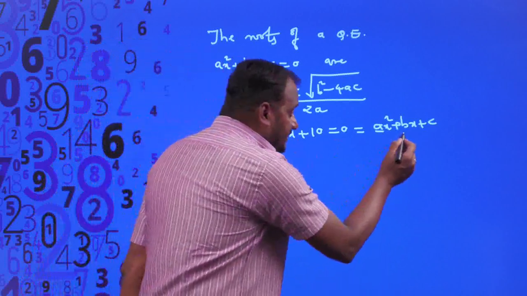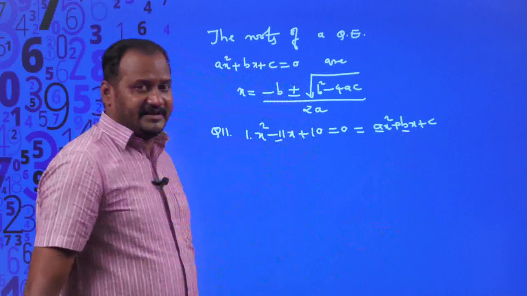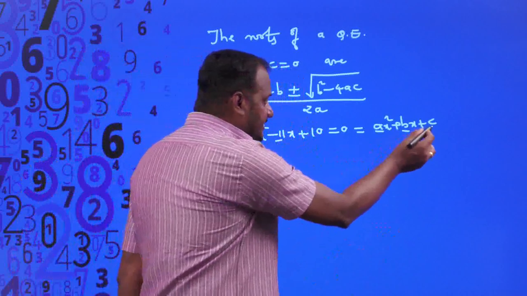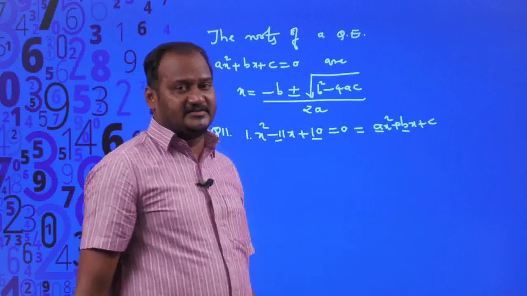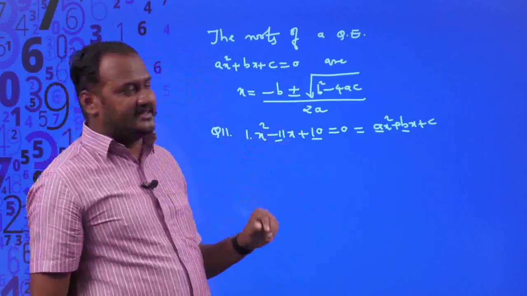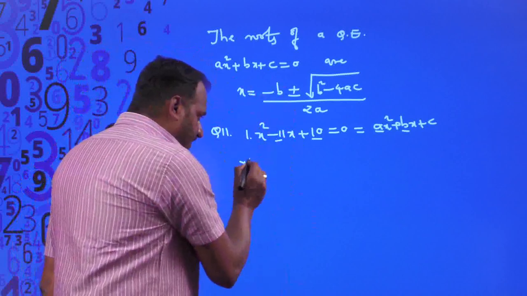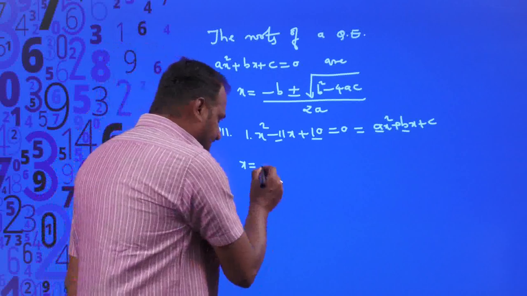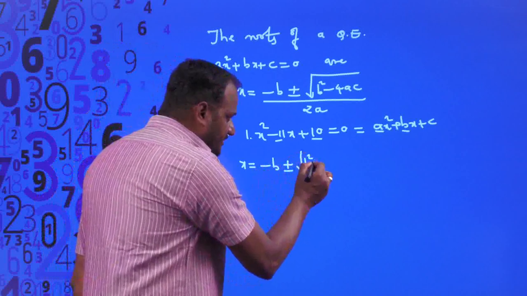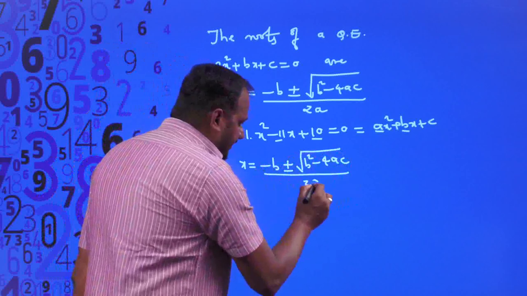Similarly, what is the value of b here? That is plus b, which is equal to minus 11. It means the value of b is equal to negative 11. And the value of c is going to be 10. So the value of c is equal to 10. After identifying the values of a, b, c, substitute back in the formula. That is, x is equal to, once again you write the formula, minus b plus or minus square root of b square minus 4ac, whole divided by 2a.